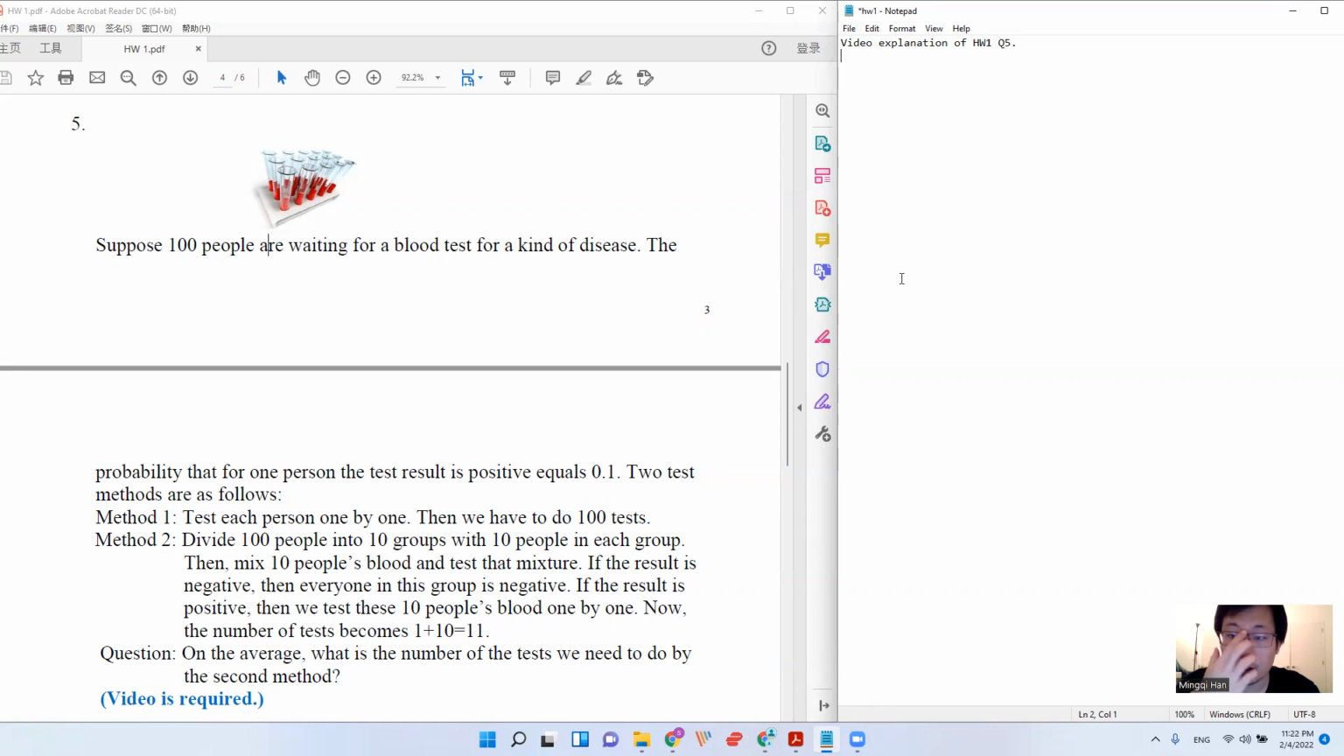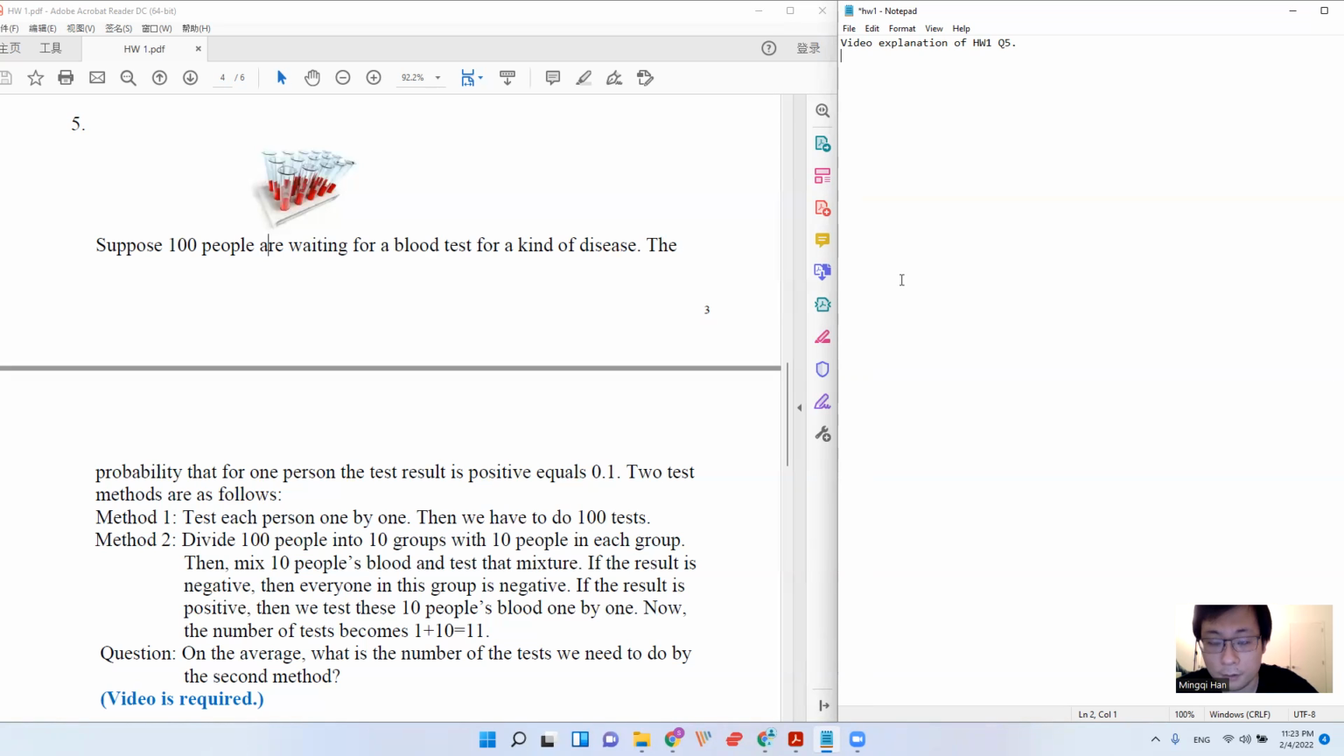So we need to first calculate, for each group, what is the probability of this group having to take the second round, right? In order to calculate this, we can either figure out the probability of one person having the disease, and two people having the disease, 3 people having the disease, all the way to all 10 people having the disease in this group, but that's a lot of calculation.